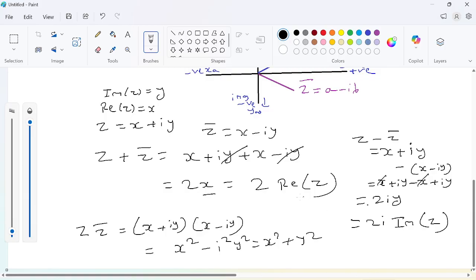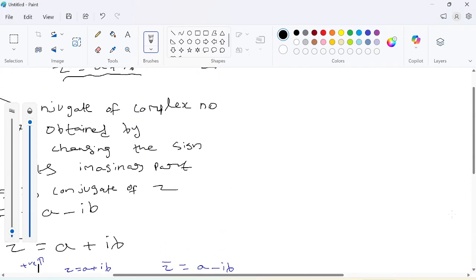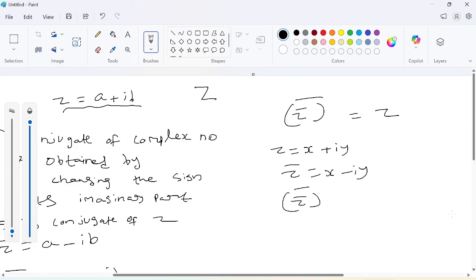Now we will see some more properties. The conjugate of z bar, that means I take the conjugate again, is nothing but z. So what is your z? x plus iy. Your z bar is x minus iy. Now z bar whole bar means x minus iy whole bar. That means I have to change the sign of the imaginary part, that is x plus iy, which is again z.